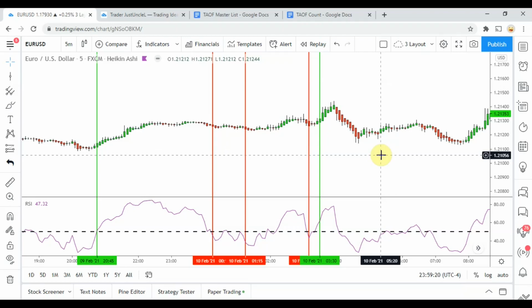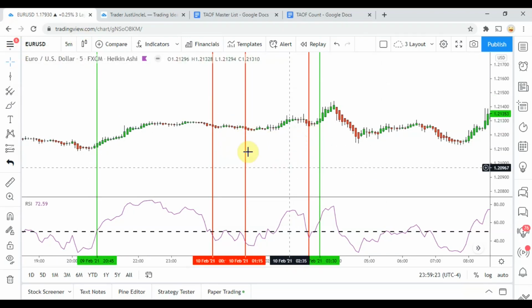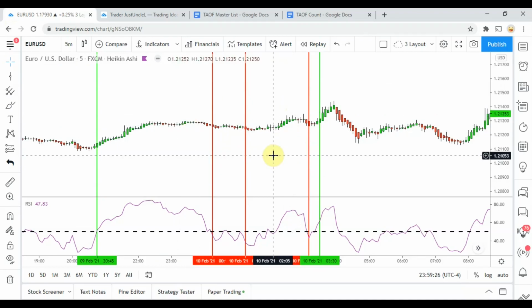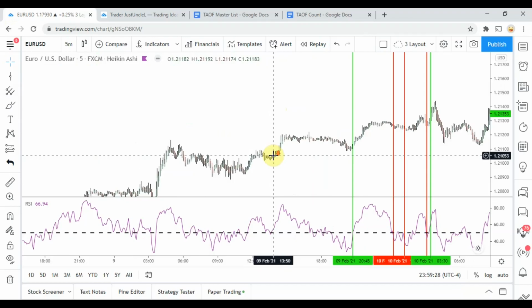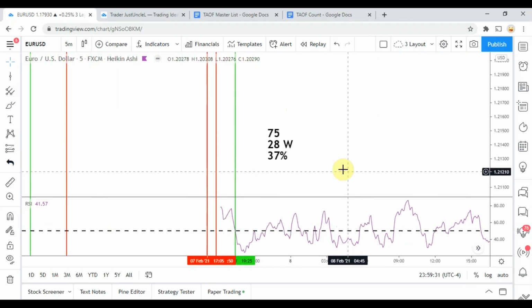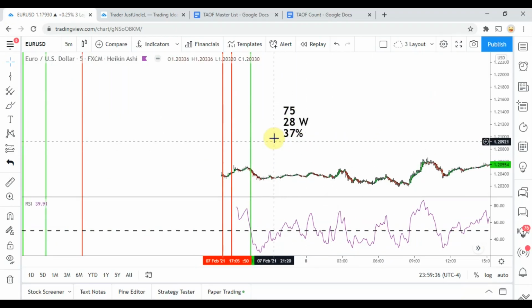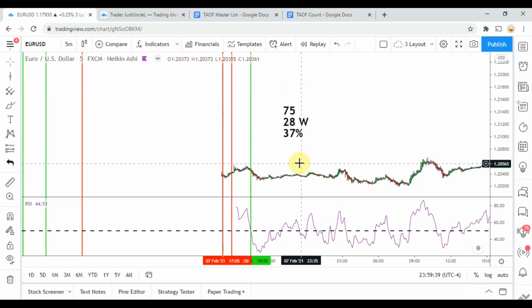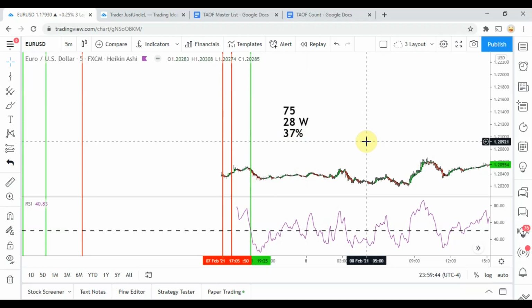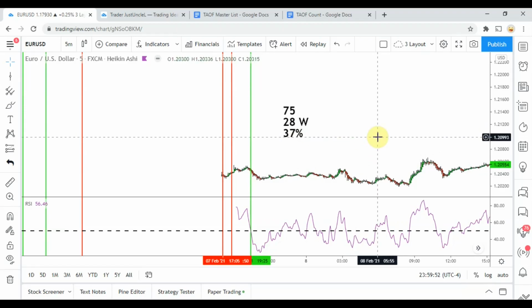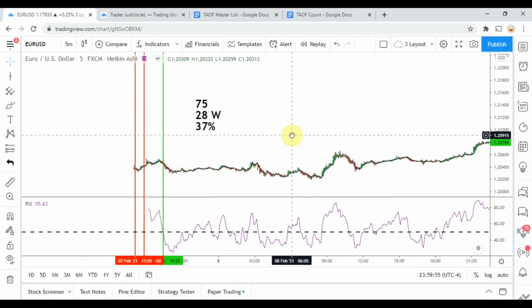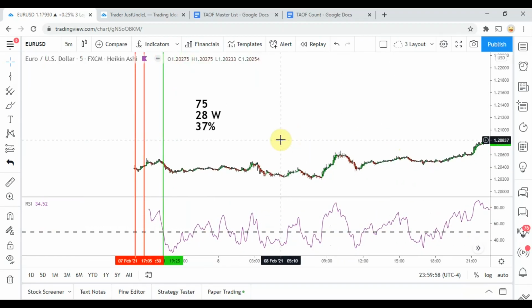Well, on this particular pair, the same pair that they used, 5-minute, all the setups that they used, we took 75 trades, and out of those 75 trades, we had 28 wins. And so that is just right at 37% and some change as far as wins go. Obviously, this is not the most profitable Heiken Ashi 5-minute scalping strategy. It is a bust. This is definitely not the way to go.